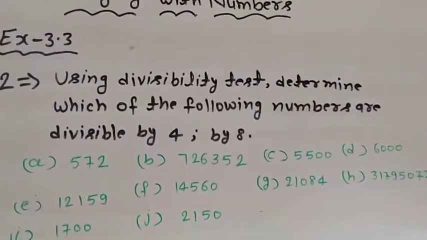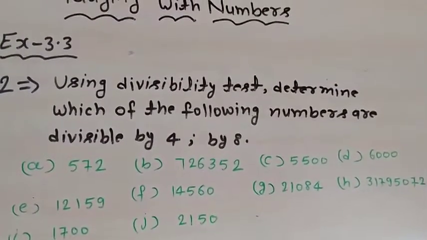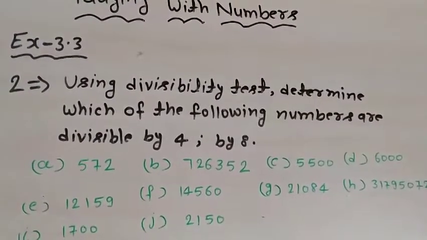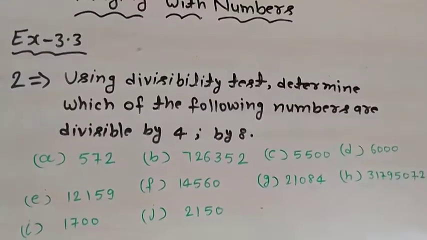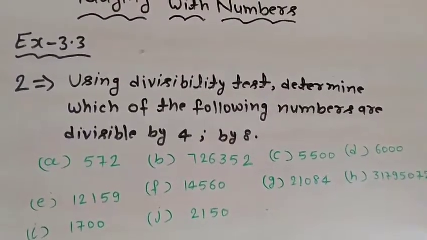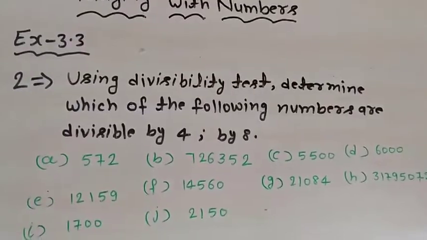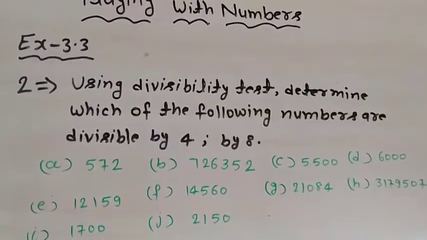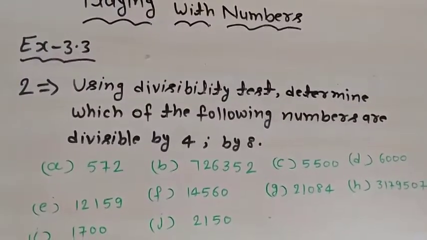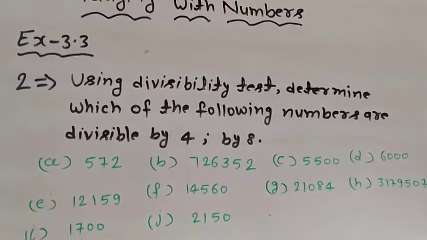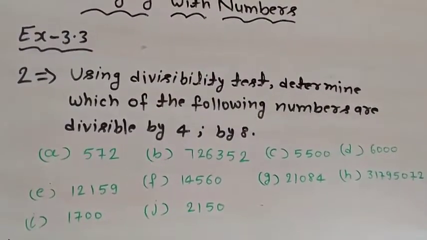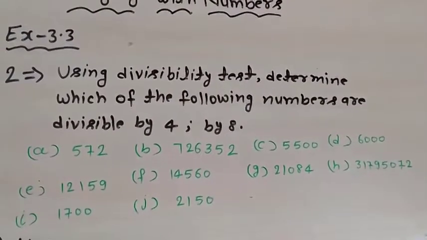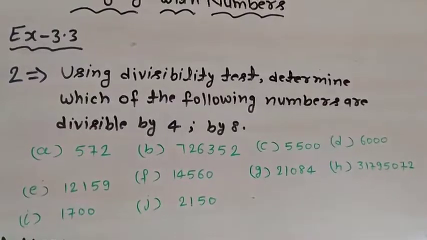A number is divisible by 4 if the number formed by its last two digits is divisible by 4. Now the divisibility test of 8: a number is divisible by 8 if the number formed by its last three digits is divisible by 8. Okay. So now let's check which is divisible by 4 and which is divisible by 8.